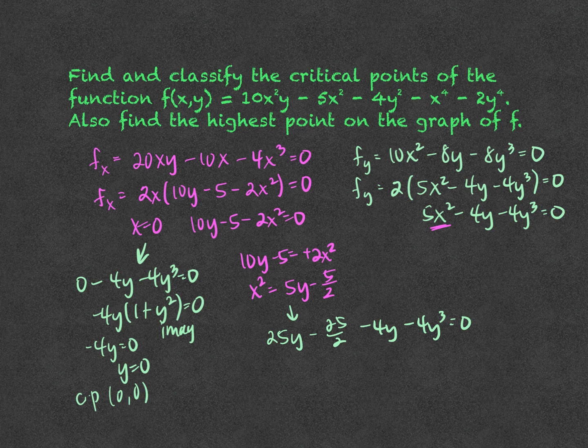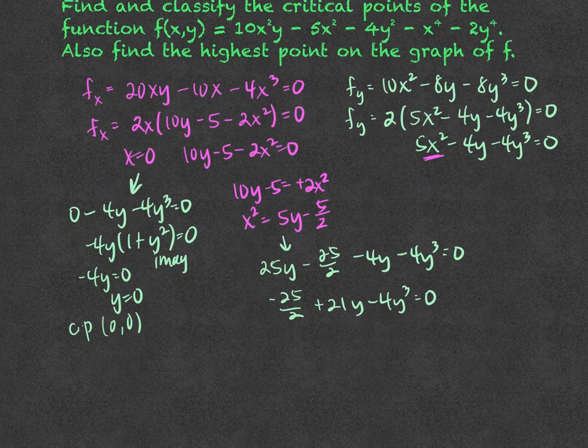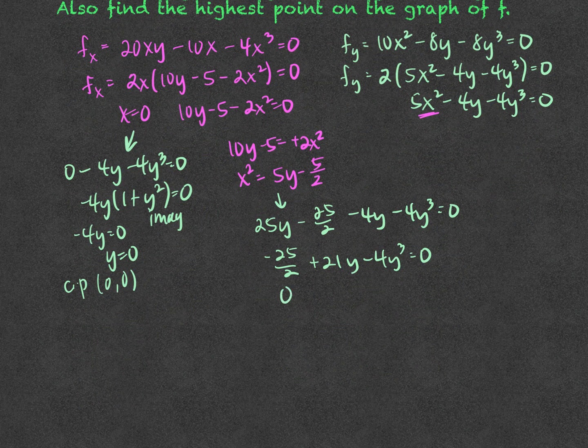I'm going to say negative 25 over 2, 25 minus 4 is minus 21, or plus 21y, minus 4y to the third equals 0. My first response is, what a terrible polynomial. So let's say 0 equals, I'm going to move everything to the other side, 4y to the third minus 21y plus 25 over 2. Now, this is a very minor step in the problem.